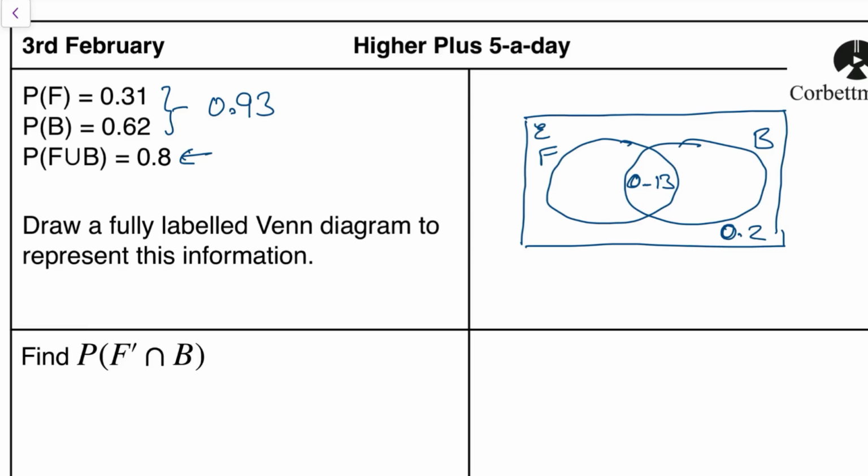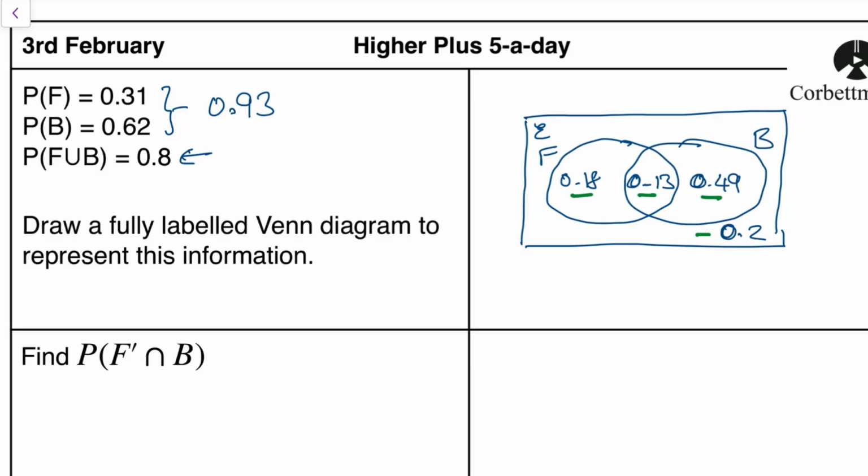Now, if the probability of F is 0.31, and I've already used 0.13, well, that means the remaining 0.18 must go over here. So then with B, if the probability of the whole circle B is 0.62, and I've already used 0.13, it must be the case that the remaining 0.49 go in the B alone. And that's it. There are only 4 sections to a 2-set Venn diagram: the F section, the middle section, the B section, and the section on the outside. So I've done all 4 numbers.